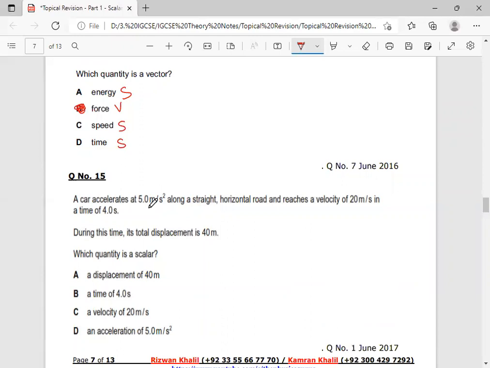The acceleration is 5 meter per second square, velocity 20 meter per second, and time. During this time, the total displacement is 40 meter. Which quantity is a scalar? Acceleration, vector. Velocity, vector. Displacement, vector. Time, scalar. So which is the scalar quantity? Time. So option B is the correct answer. I hope that now you will be able to understand the MCQs related to scalar and vector quantities.